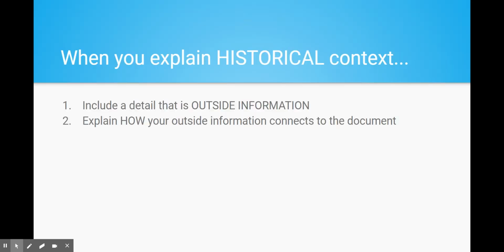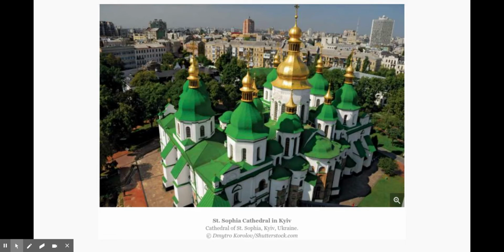You can also explain historical context. That's where you have to include something that is outside information and explain how it connects to the document that you're looking at. Okay, so if we look at this source, you can see that this is a cathedral in Kiev, which is Russia. It's an Orthodox Christian cathedral.